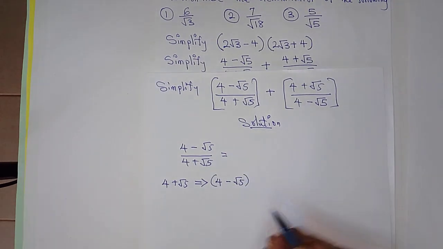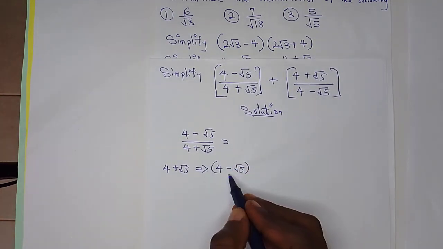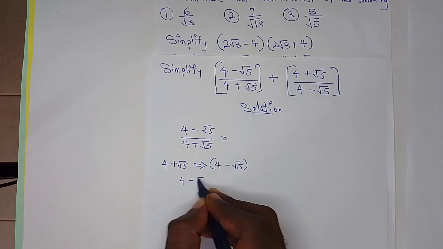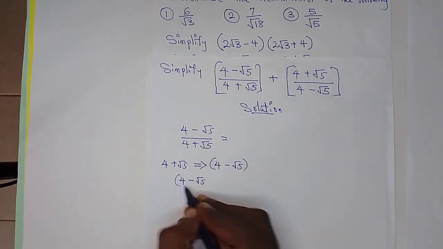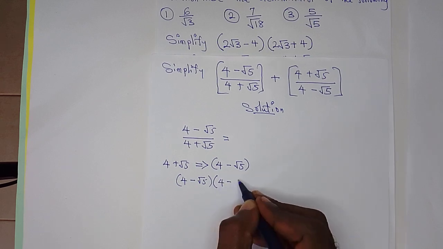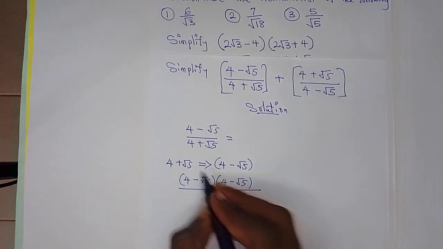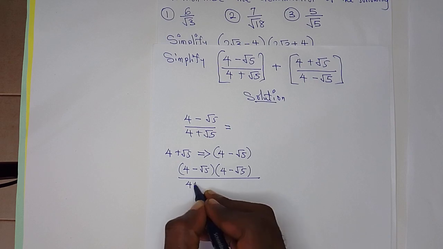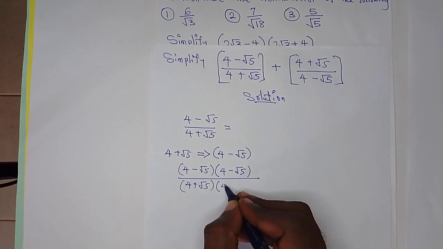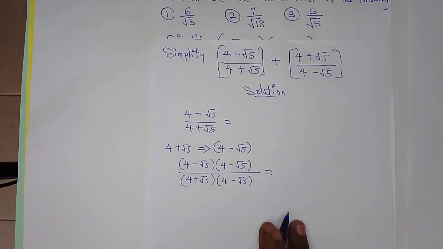So now what do you do with this conjugate? You are going to multiply the numerator and the denominator by this conjugate. So we can say 4 minus root 5, which is the numerator, times the conjugate, which is 4 minus root 5 also. Then all over, the denominator is 4 plus root 5 times the conjugate, which is 4 minus root 5. So now you can go further to simplify this.